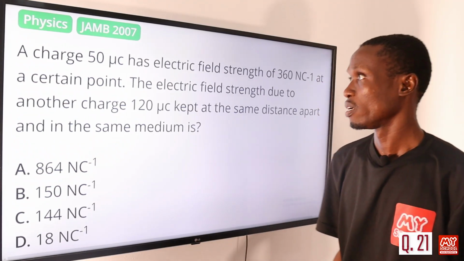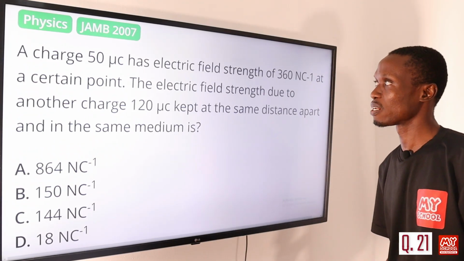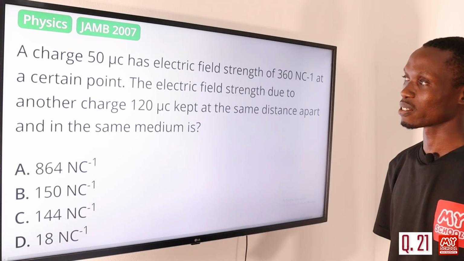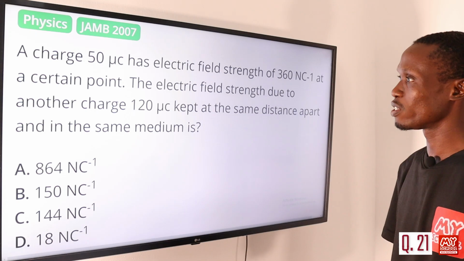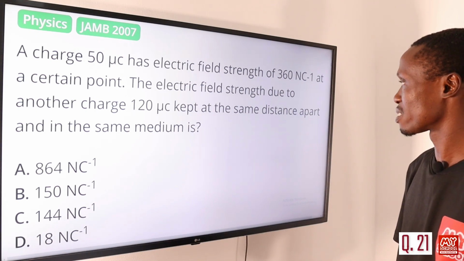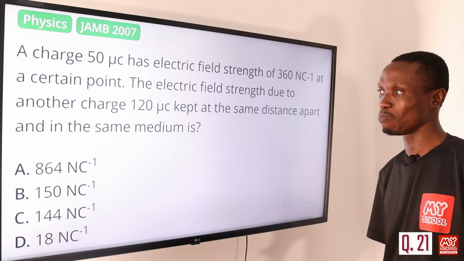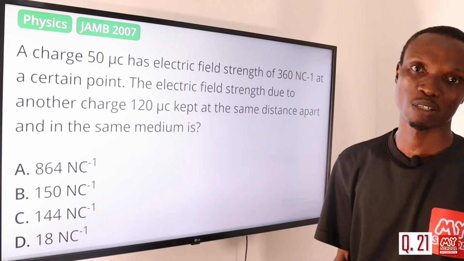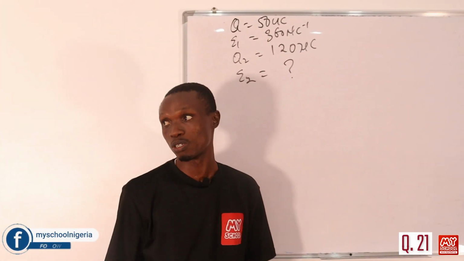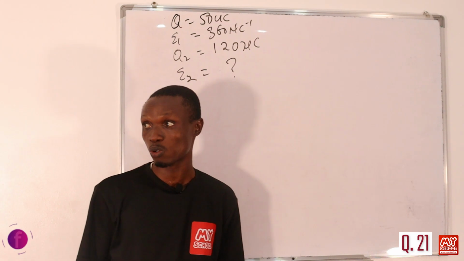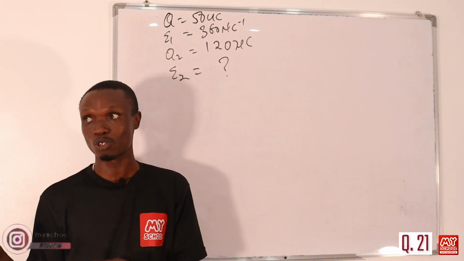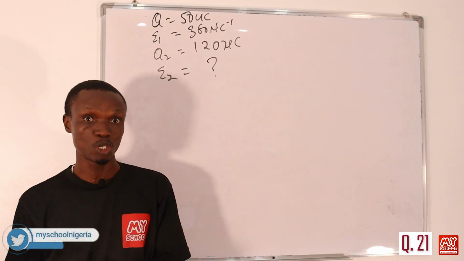Question 21. A charge 50 microcoulomb has electric field strength of 360 Newton per coulomb at a certain point. The electric field strength due to another charge, 120 microcoulomb, kept at the same distance apart and in the same medium is. So let's move over to the board to provide answer to this question. Based on the last statement in the question, we are told that at the same distance apart and in the same medium, so that means the distance and the medium are constant.